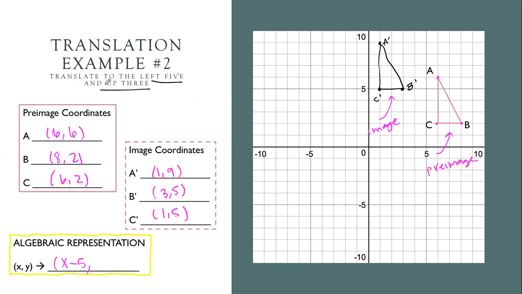And it went up 3. So I just want you in your head to think, if I go up 3, think about what you think. I went from 6 to 9, 2 to 5, 2 to 5. I'm looking at the Y values. So what did it do to the Y values? Plus 3. So Y plus 3. So this would be my algebraic representation: X minus 5, Y plus 3.